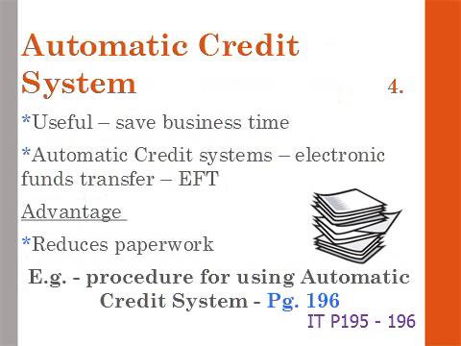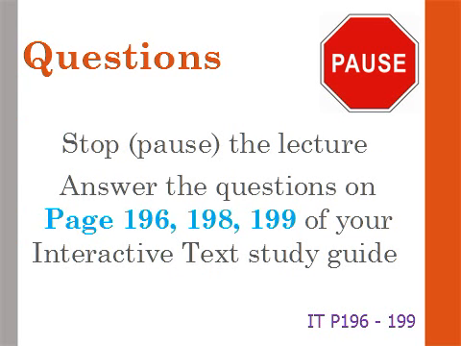4. Automated credit systems are a useful way for a business to make and record payments, as they save the business time. They operate an electronic funds transfer, EFT, between bank accounts. The main advantage of an automated credit system is that it reduces paperwork involved in payments. For an example on the procedure that would be followed when using an automatic credit system, see page 196 of your interactive text study guide. Stop the lecture. Answer the questions on pages 196, 198, and 199 of your interactive text study guide.